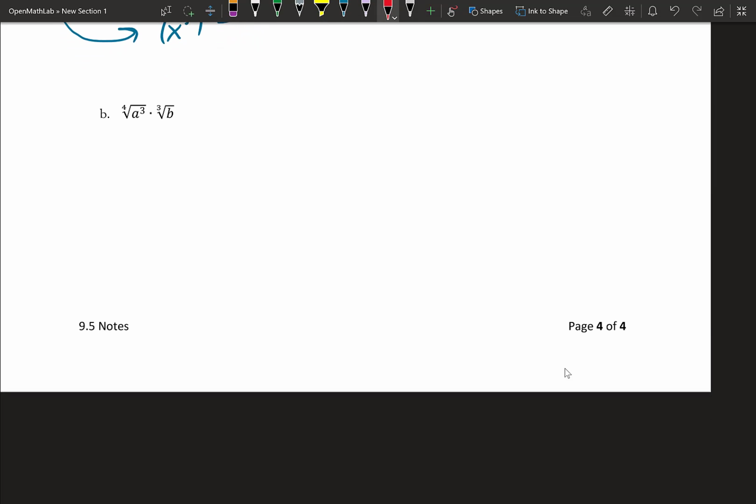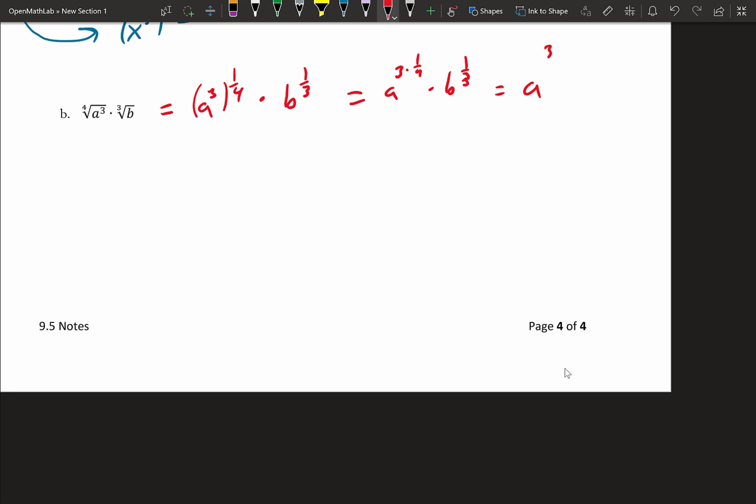Right. So this last one's a little harder, and I can show you the technique for this. So the very first factor, we could rewrite that as a rational exponent, right? That would be a to the 3rd, all to the 1/4 power, and then times b to the 1/3 power, right? And then remember, when you have a power to a power with exponents, we multiply. So this would be a to the 3 times 1/4, times b to the 1/3 power. Well, 3 times 1/4 is just 3/4. So this would be a to the 3/4 power times b to the 1/3 power.